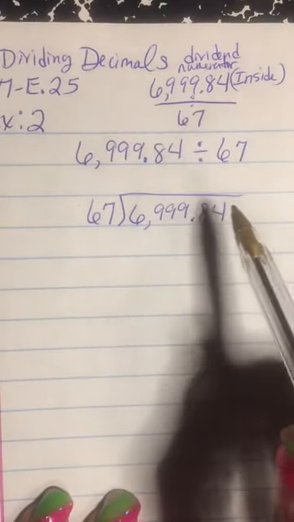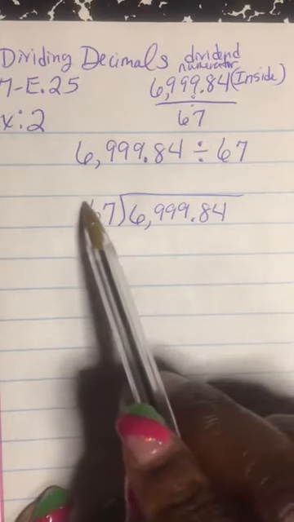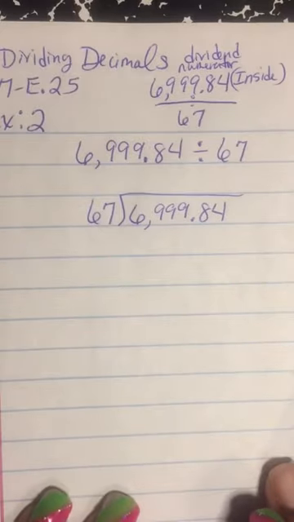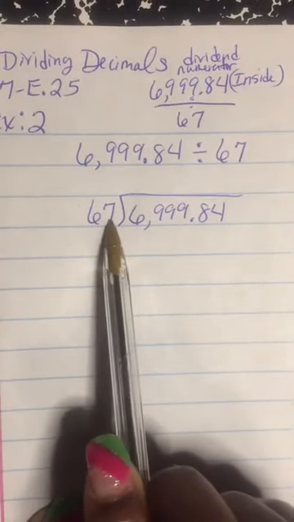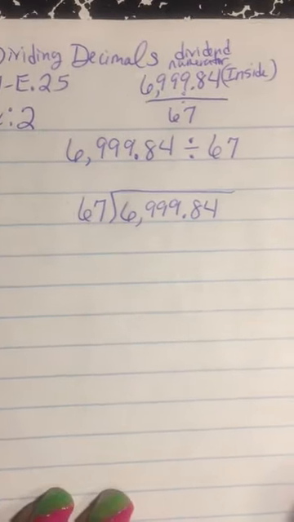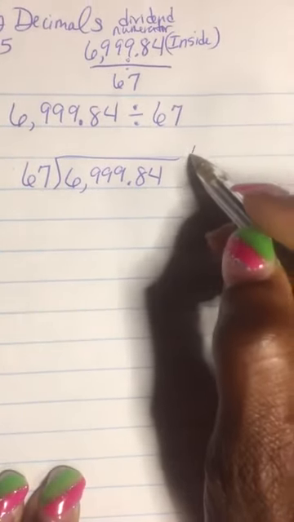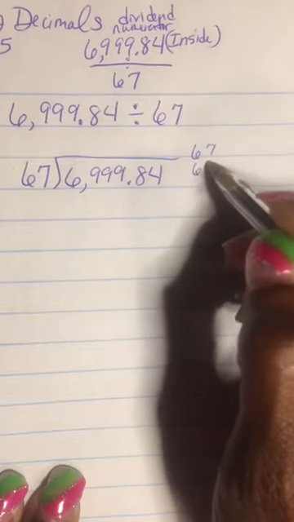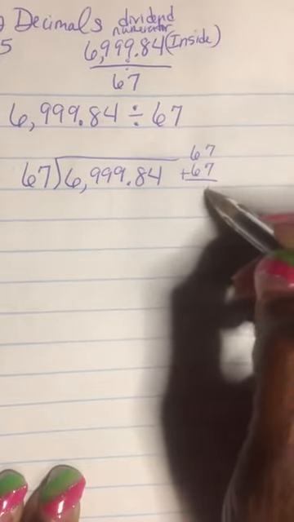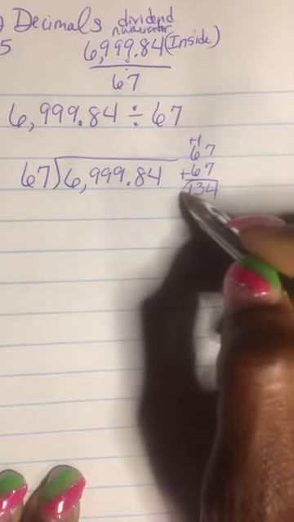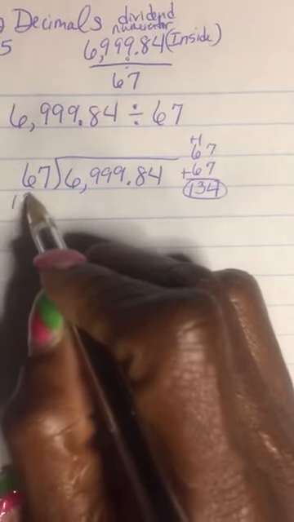The second step is to look and see if there are any decimals in our divisor. There are no decimals, so that means that we can proceed and write the multiples of 67. And remember, to find the multiples, all we have to do is keep adding 67. So 67 plus 67, 14, carry the 1, that's 13. The next multiple is 134.